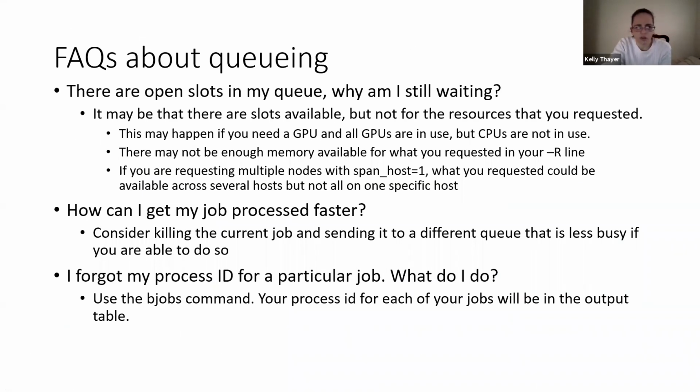So, just some FAQs about queuing. We already addressed this one: there are open slots in my queue, so why am I still waiting? The answer is that it's probably about resources. How can I get my job processed faster? If you see that you could go in a different queue and you're waiting in line and you are able to move to another queue, you could consider killing your current job and then sending it to a different queue.